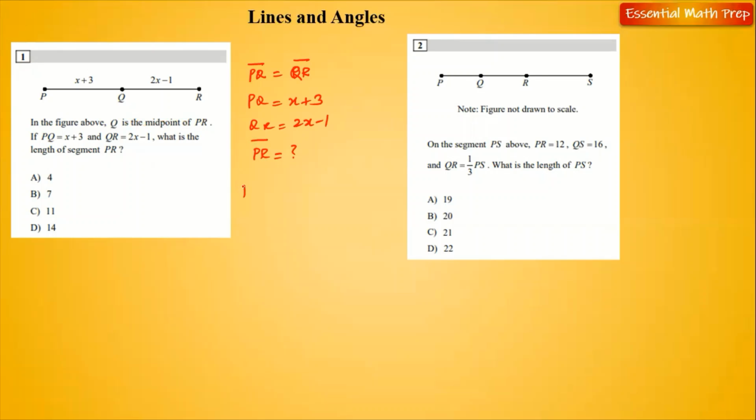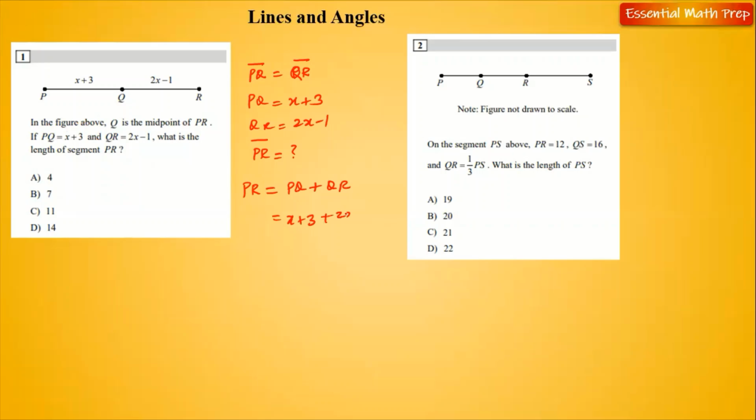So first, let's write a few things. PR is PQ plus QR, right? Essentially, your two segments add up to give the net segment PR. And PR is equal to PQ plus QR, right? So PQ plus QR is x plus 3, right?